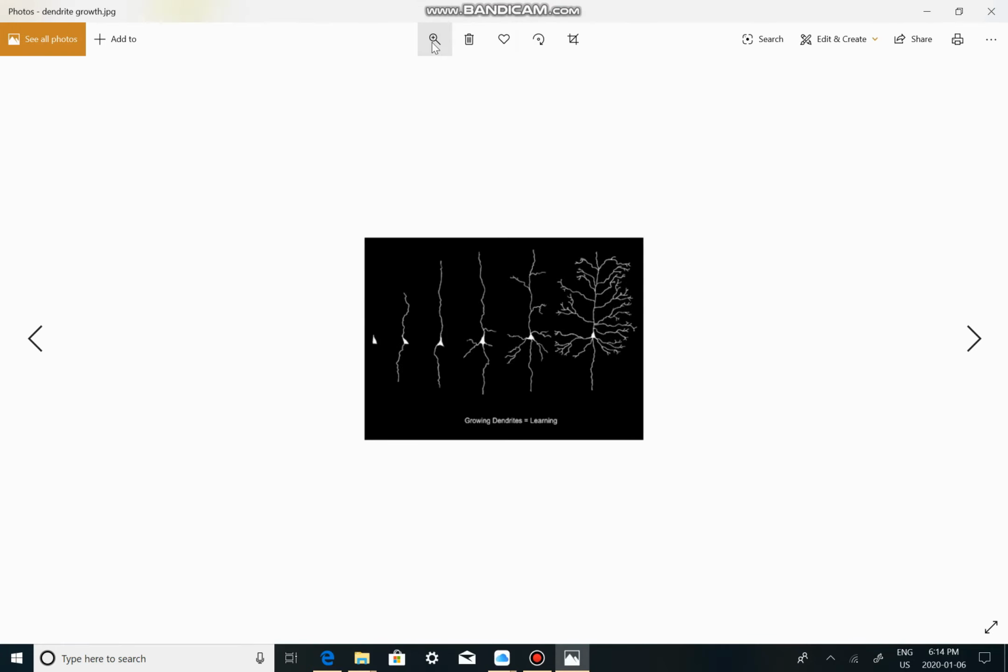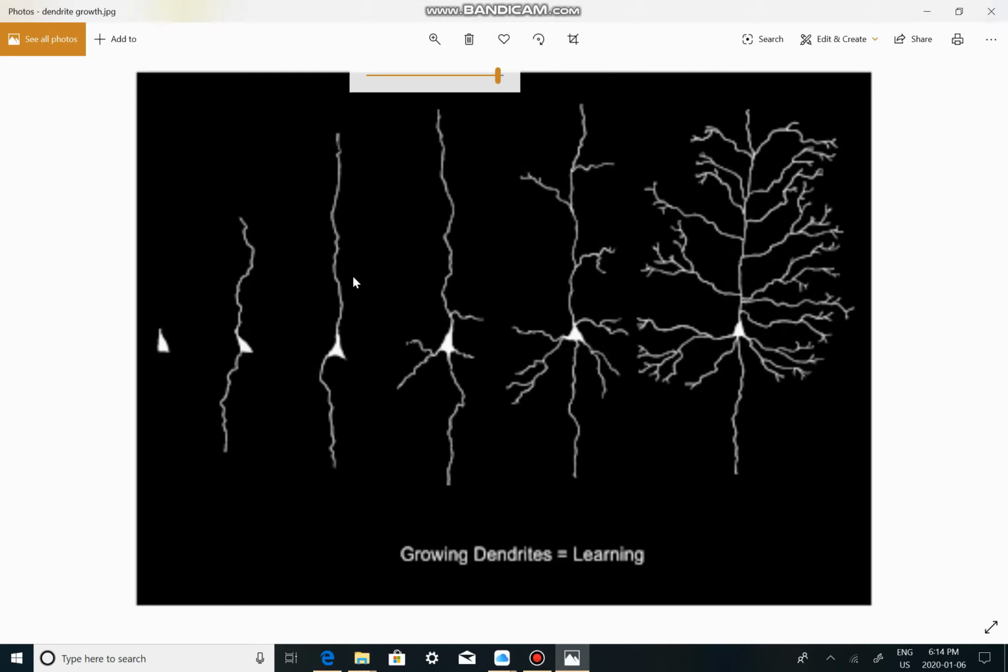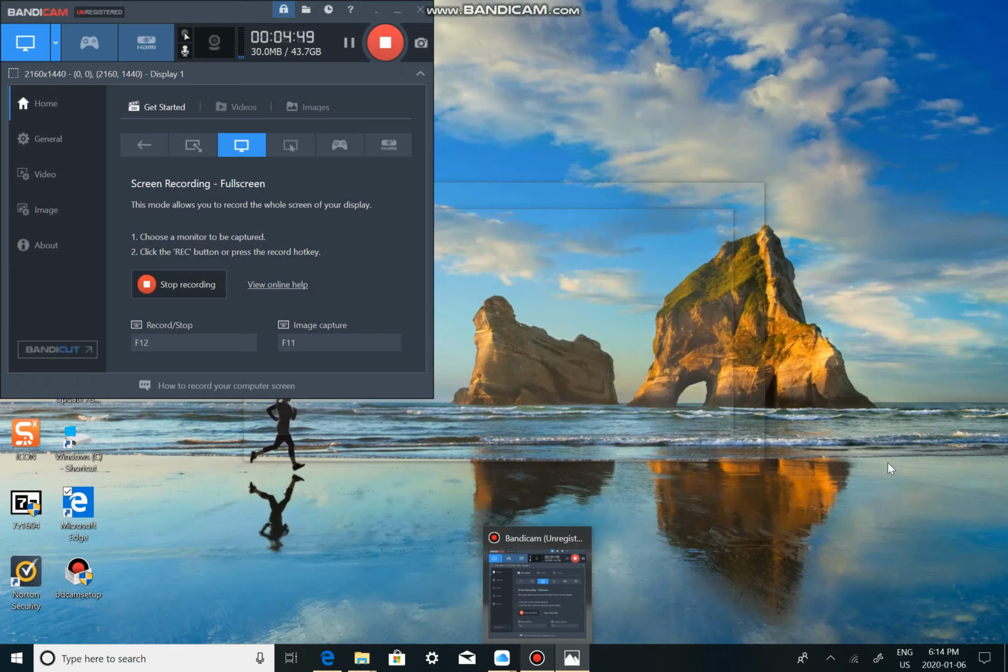This is the dendrite growing. As you can see, it starts off like that number one, and it kind of branches off, and it grows into this whole tree concept. And a dendrite growing is equal to you learning. So, the more you learn about something, the more your nervous network grows, essentially. That's what it's getting at.